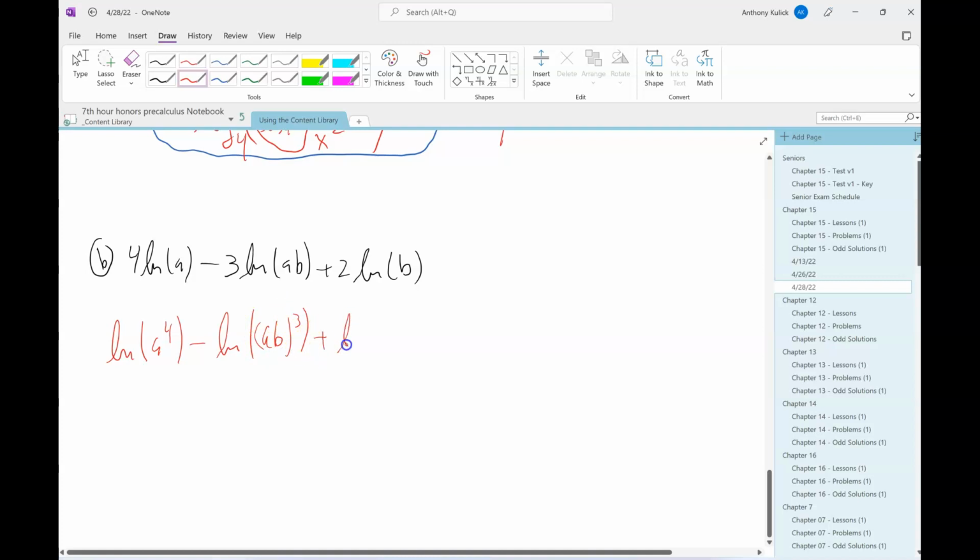It's worth noting that you have to be a little bit careful when you do 3 natural log of AB. The exponent of 3 needs to apply to the entire AB. Or if you wanted to take the negative sign with it, you could do that also.